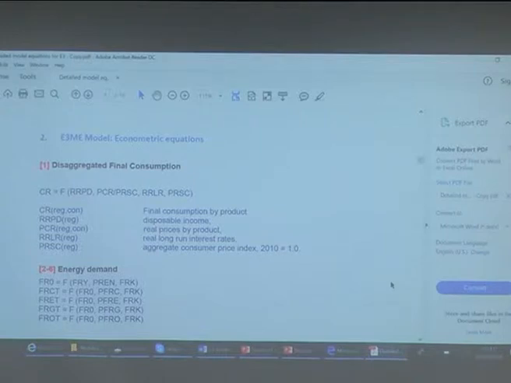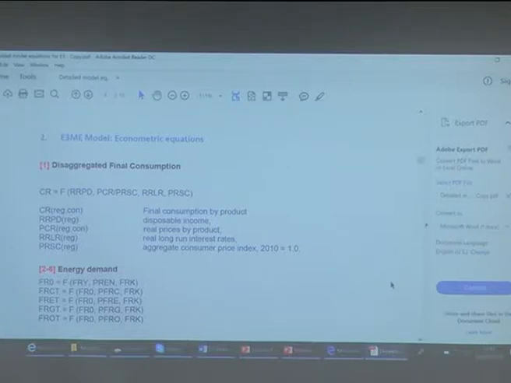So what it's saying here is, for the first one, FR0 equals a function of FRY, PREN, FRK. You can get a lot more information about what each of these things are in the manual, in the section on equations, if you haven't found it already. But it will tell you that FR0 is total energy consumption by the 8 different fuel-using sectors and the 32 states.